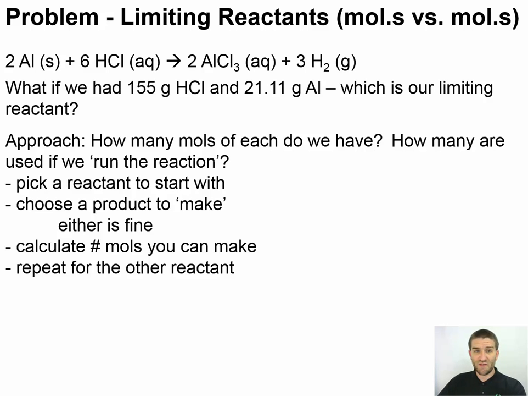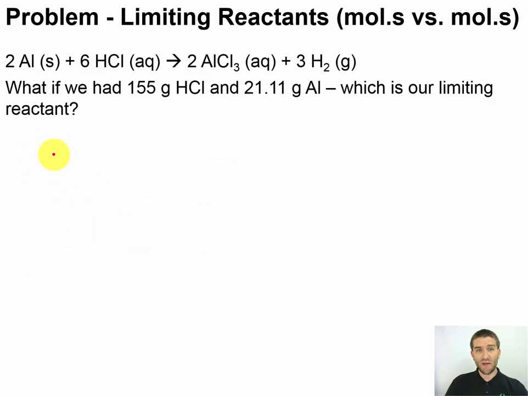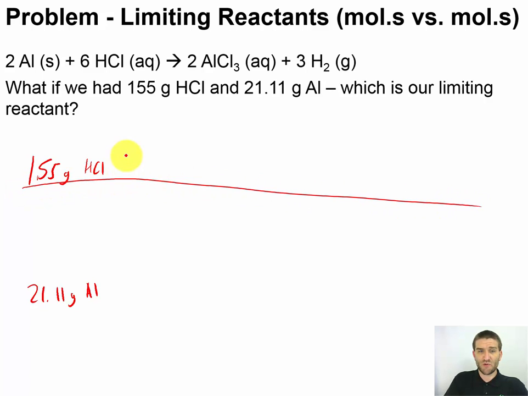Okay, I'm going to give myself some more room by getting rid of that hint. Okay, so if we have 155 grams of HCl, and we had 21.11 grams of aluminum, we're going to see which one is our limiting reactant. Now, in that problem, I'm going to set up a fence post right here. I'm going to convert from grams into moles for HCl.